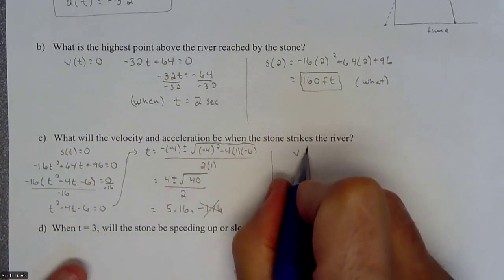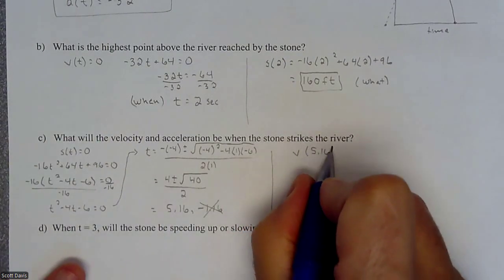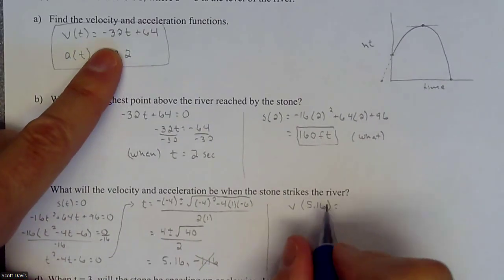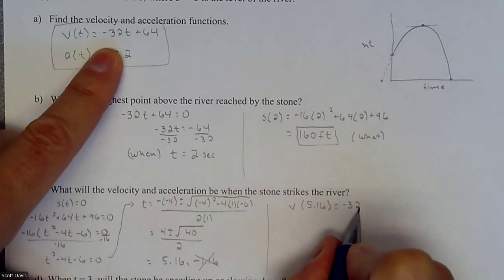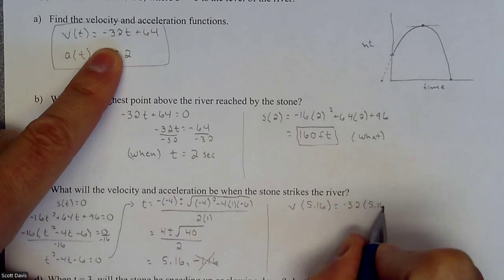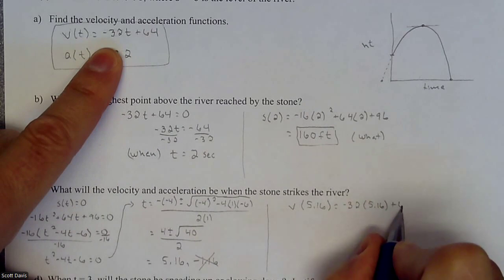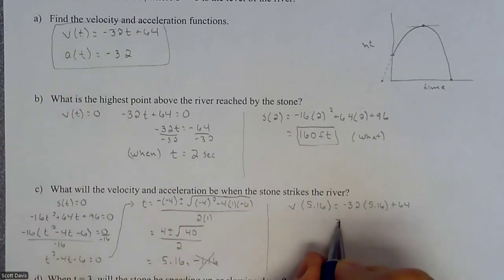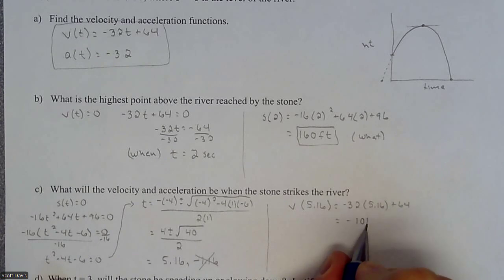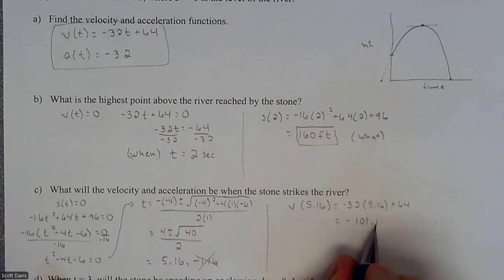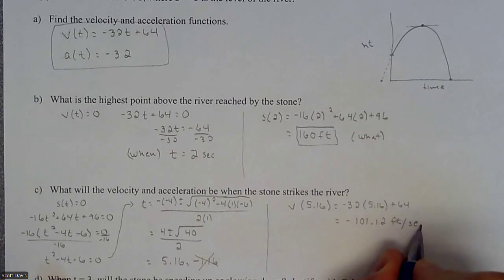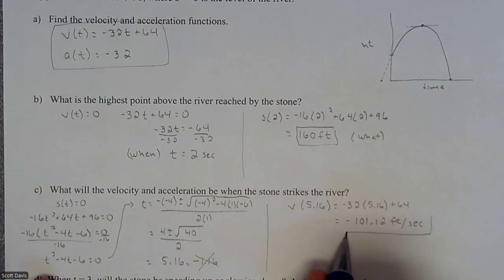So our velocity at 5.16 seconds, we go back to our velocity equation. So we have -32 times 5.16 plus 64. So if I throw that into a calculator, I'm going to get about -101.12 feet per second. So there's our velocity at 5.16 seconds.